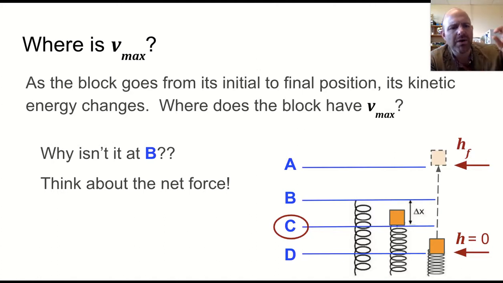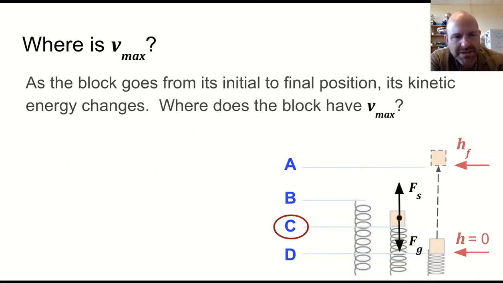But as we're going from C to B, the force of gravity is staying the same, but the spring force is decreasing, and we're getting a smaller upward acceleration. Or in some cases, you would say a downward acceleration because the force of gravity is bigger than the spring force. Only at C is the net force zero.